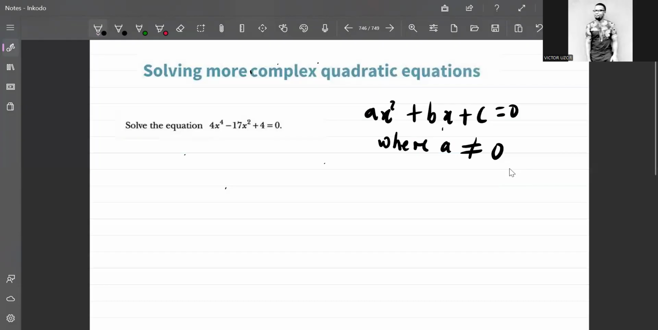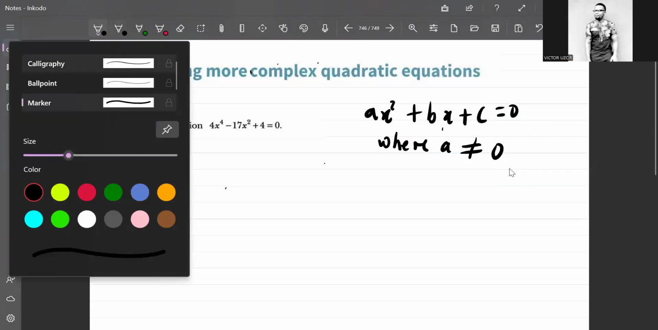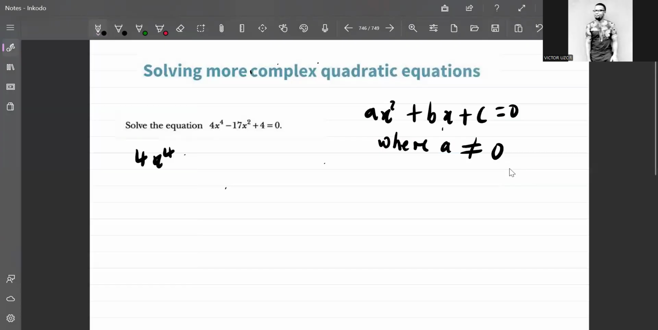But when we look at this particular question given there, the question states 4x raised to the power 4 minus 17x raised to the power 2 plus 4 equals 0. Now, this almost looks like a quadratic equation, but the highest power of the unknown is 4. So we have to look for a way to make it be in the form of a quadratic.